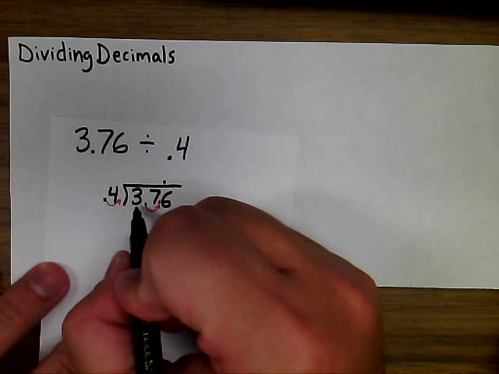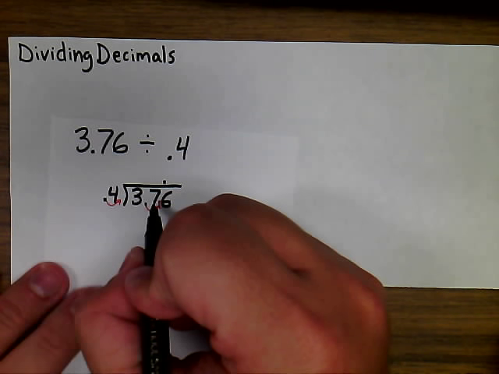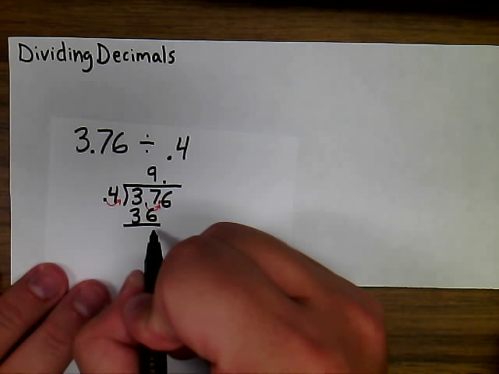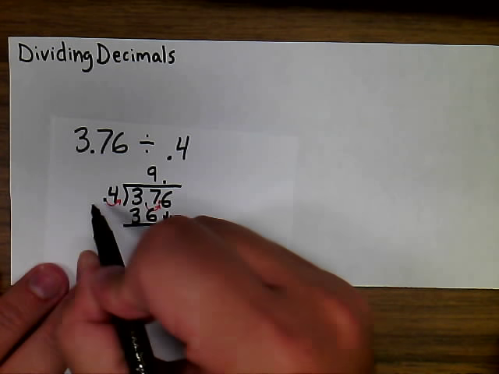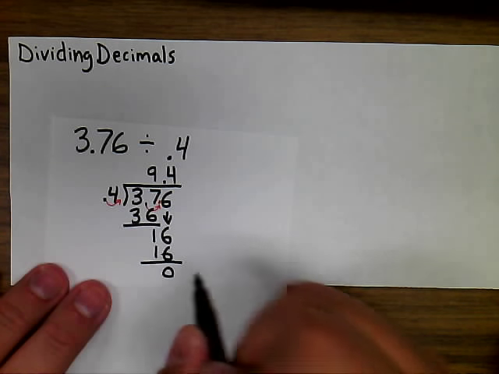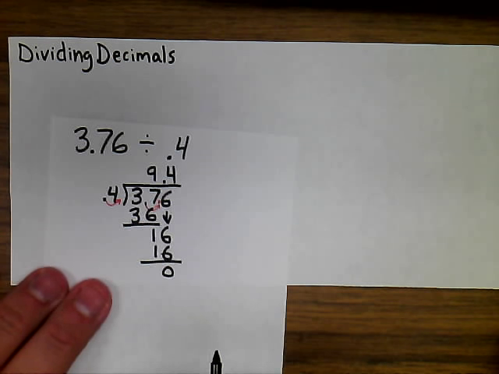4 goes into 3 0 times, 4 goes into 37 9 times. 9 times 4 is 36 with a difference of 1. We bring down the 6. 4 goes into 16 4 times. 4 times 4 is 16. We have no remainder, so our answer is 9 4/10.